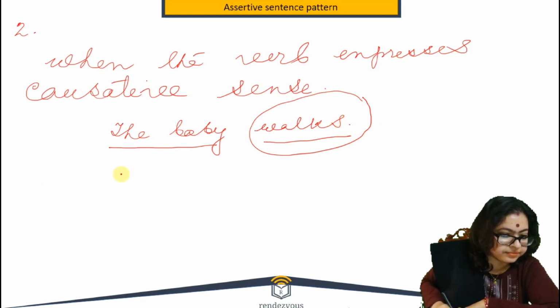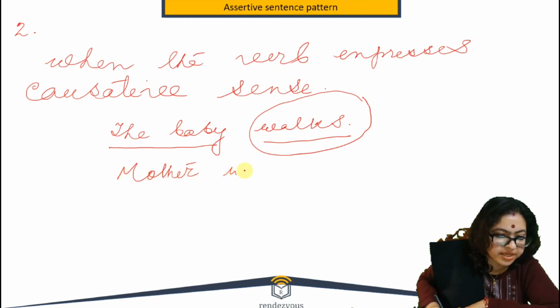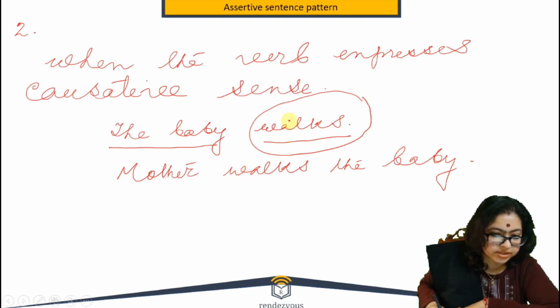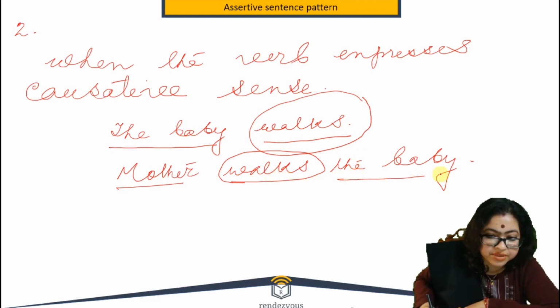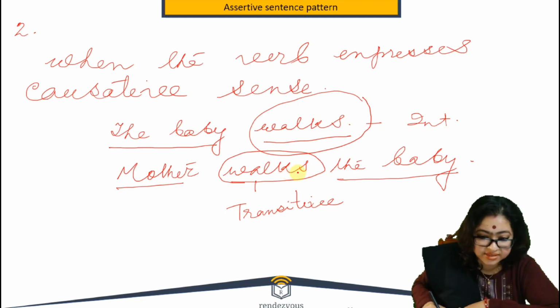But if I say, mother walks the baby, the verb is the same, walks. The same verb as you have seen in the sentence, the baby walks. But here the subject is mother. And where walks was an intransitive verb, the same verb here has taken an object, the baby. So the same verb which was intransitive there has become transitive here because it now expresses a causative sense.